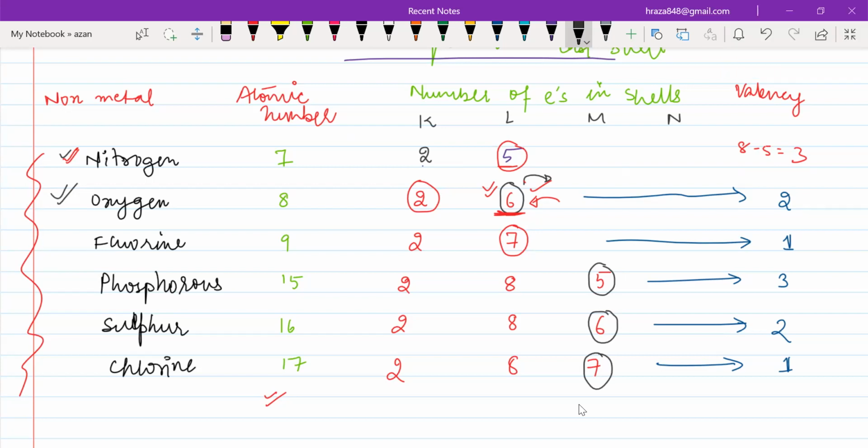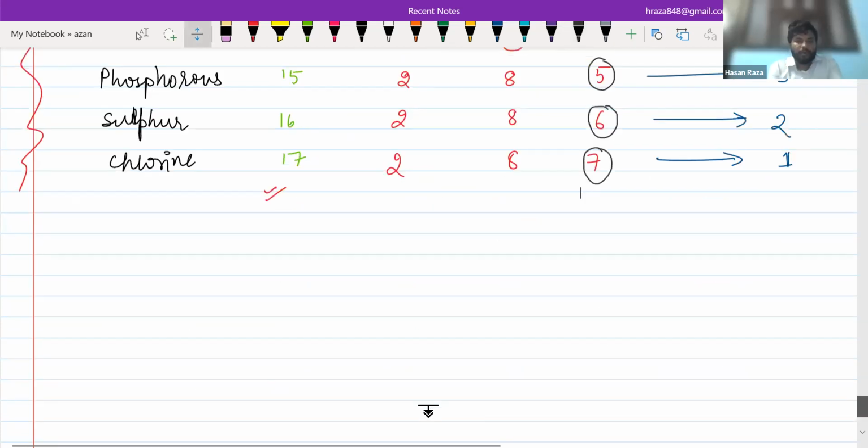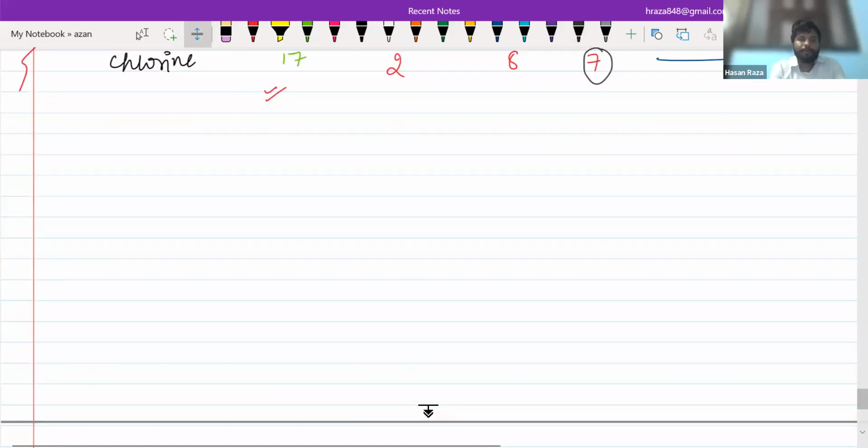Yes. So whenever a metal and a non-metal react with each other, they form an ionic compound. They form an ionic compound. I can show you. There is a sodium and there is a chlorine.